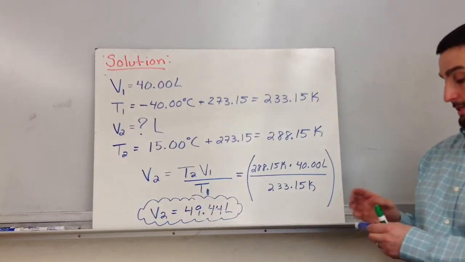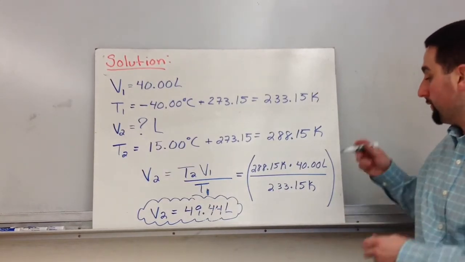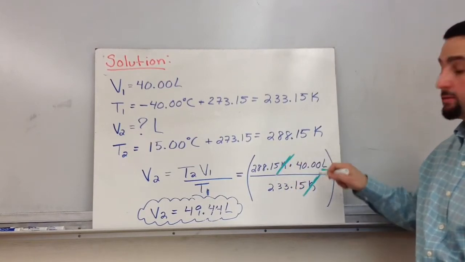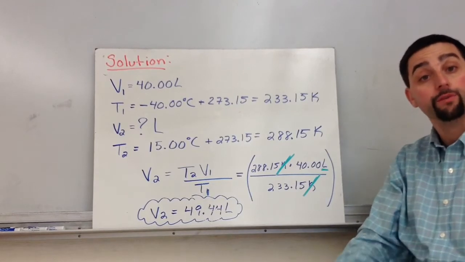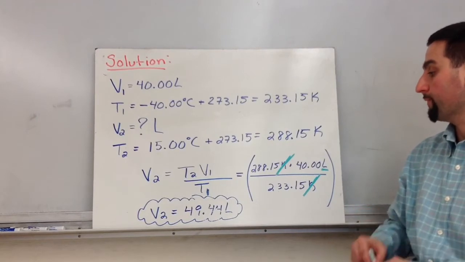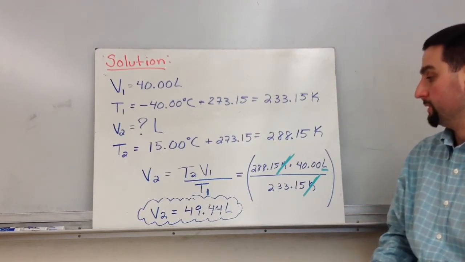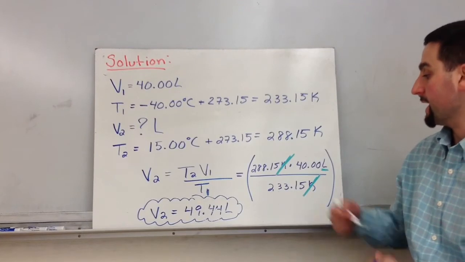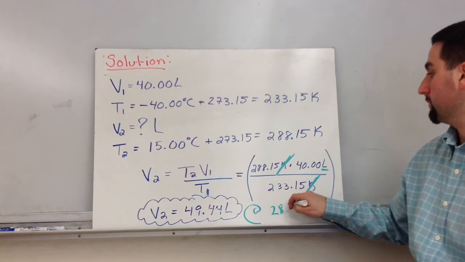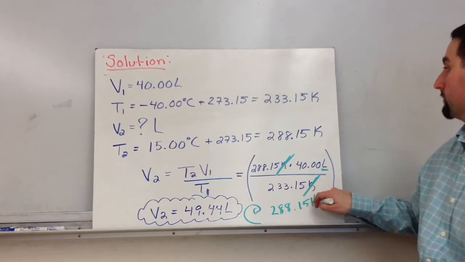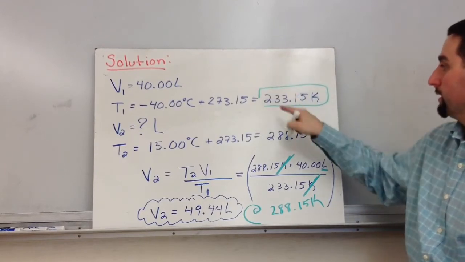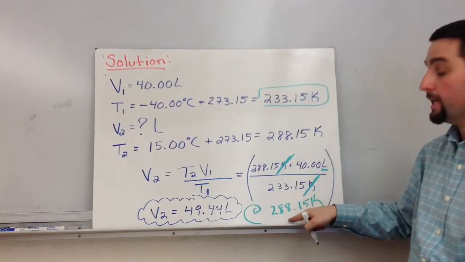We plug in, and notice what happens here. The Kelvins cancel, so we're left with what we want, liters. Our new volume is 49.44 liters. Now let's think about this for a second. This is at a temperature of 288.15 Kelvin. Look at our original temperature, 233. That's cooler than 288.